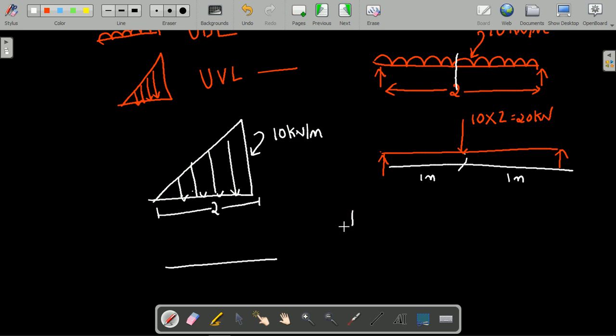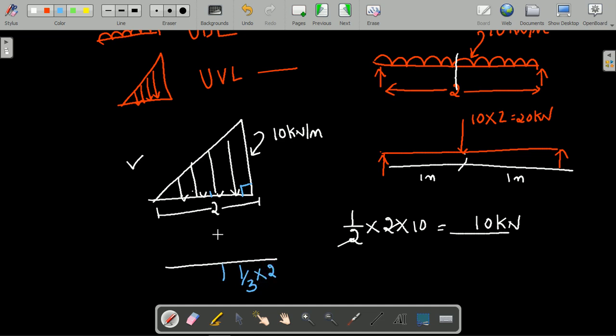the formula for the area of the triangle, as it resembles a right angle triangle. Half into base into height will become the converted point load. So 2 will be cancelled and 10 kilonewton is your point load. And where you need to act is very important here. If you are measuring from the 90-degree side, then you have to consider the distance 1/3 of base. Base is how much? 2.